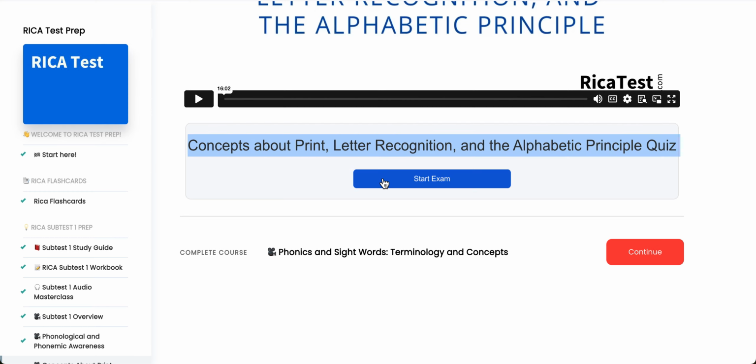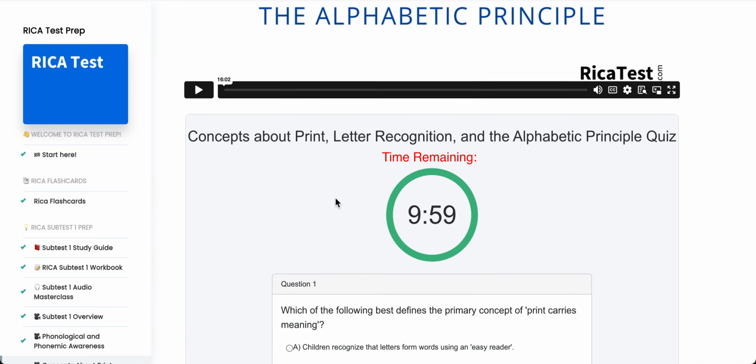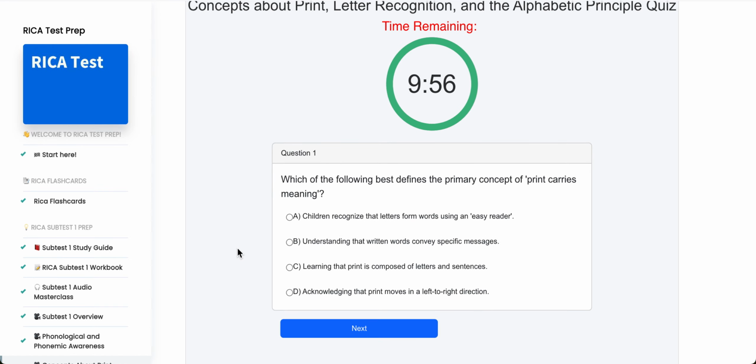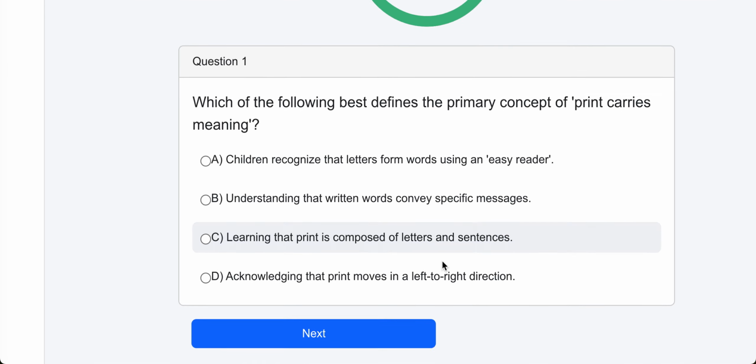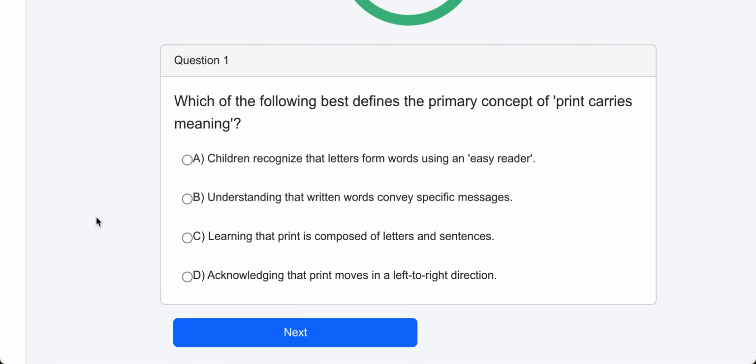So without further ado, we're going to start this practice quiz, and we're going to complete 10 questions together, getting you totally prepped for test day. So I'm going to zoom in here, and I will read the question to you and provide a couple of seconds or so for you to identify what you would select as the correct answer option, A, B, C, or D, and then we'll discuss it together. So question number 1 reads, which of the following best defines the primary concepts of print carries meaning? So what does that mean? Take a moment here, pause the video if need be, select answer option A, B, C, or D.